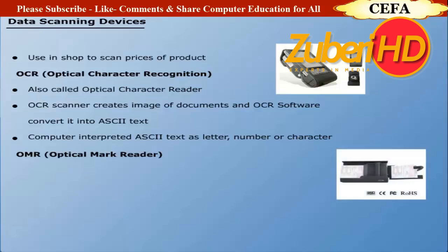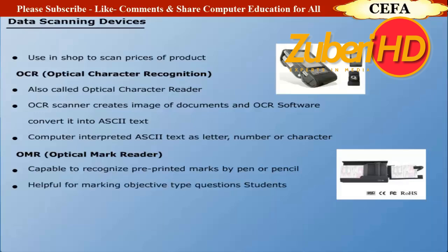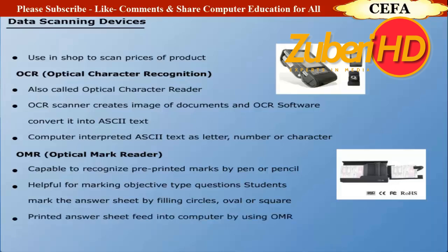OMR, Optical Mark Reader. Optical Mark Reader has the capability to recognize the pre-marked marks either of a pen or a pencil. Optical Mark Reader is specifically helpful for checking objective type questions. The student marks the answer sheet by filling or darkening a circle, oval or square. This printed answer sheet is fed into the computer and the grading is done by using the Optical Mark Reader.